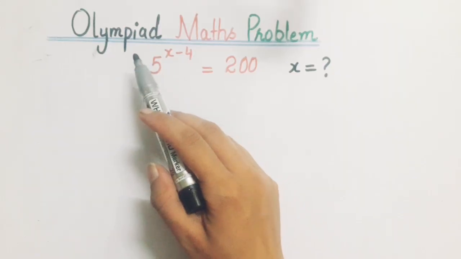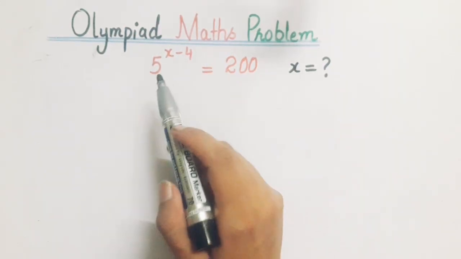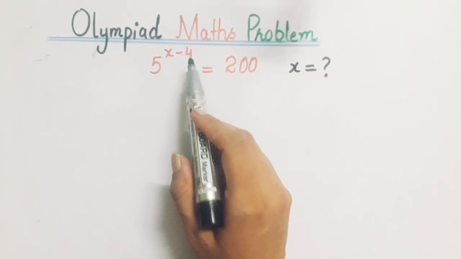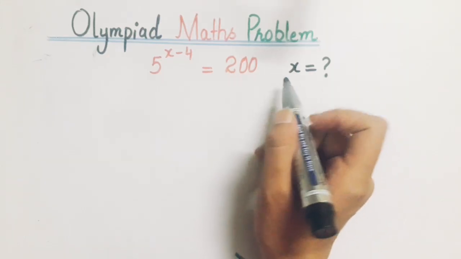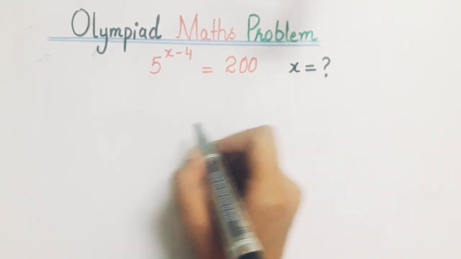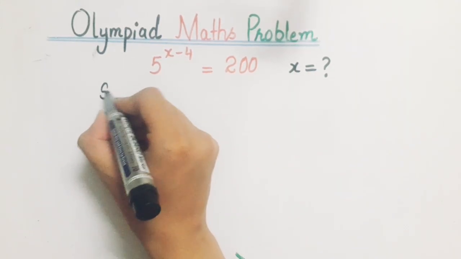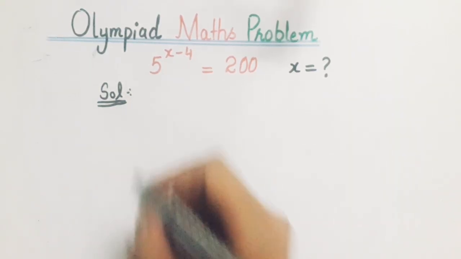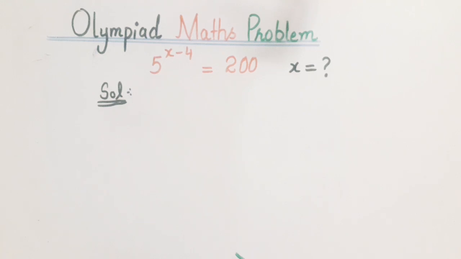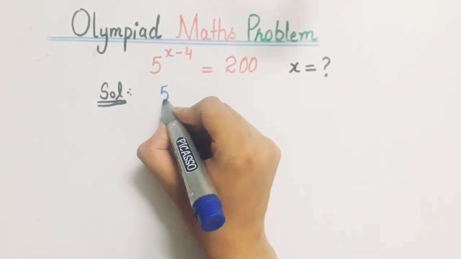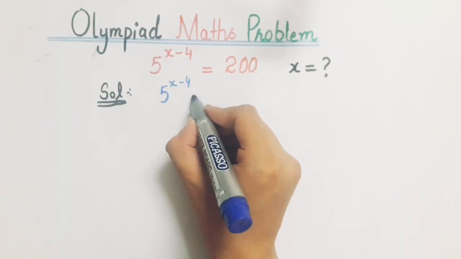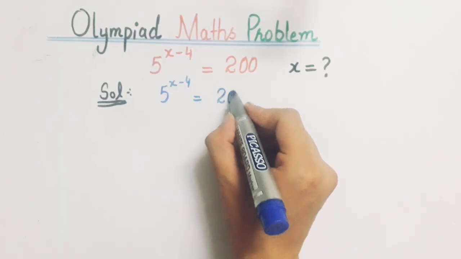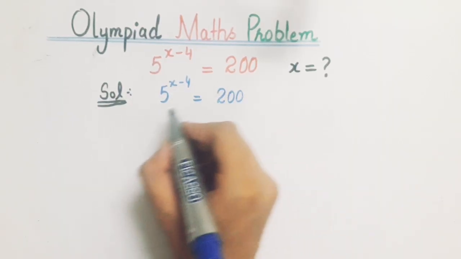Today we are going to solve an Olympiad math problem: 5 raised to power x minus 4 equals 200. You have to find the value of x. For this purpose we will solve this as, first of all consider 5 raised to power x minus 4 equals 400. The best way to solve this problem is by taking log on both sides.